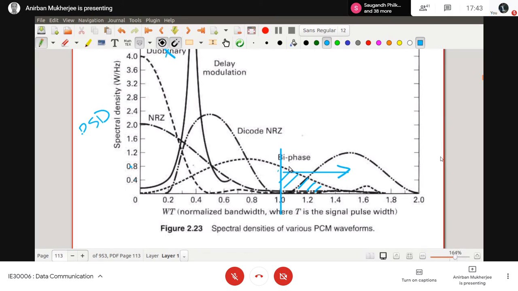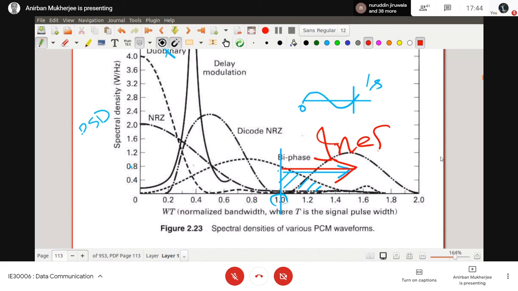What I want is in 1 hertz, say in 1 second, to transmit 1 bit or 1 PCM symbol. That is my requirement. So if my power spectral density extends beyond that, meaning my normalized bandwidth is more than 1, then this side is inefficient. We should be somewhere on this side.